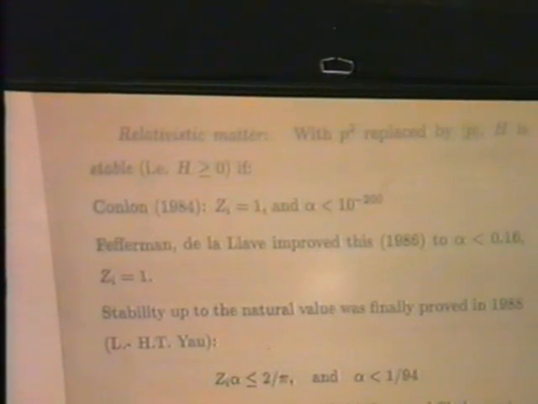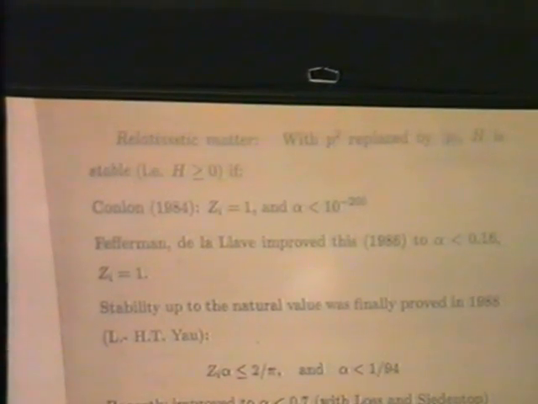So I want to replace P squared by P, the square root of the Laplacian. And that's horrendous. And that took a long while to figure out. Now remember, for a single atom, you get a breakdown when Z times alpha is bigger than 2 over pi. But is that correct for this many body thing? Maybe it's lower. The first person to make any progress with this, in the general case, was Joseph Conlon. That was 84.